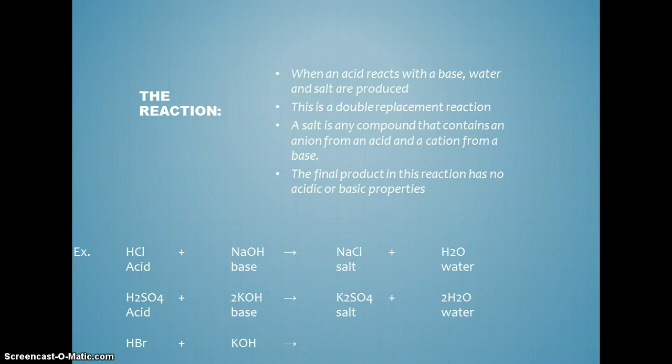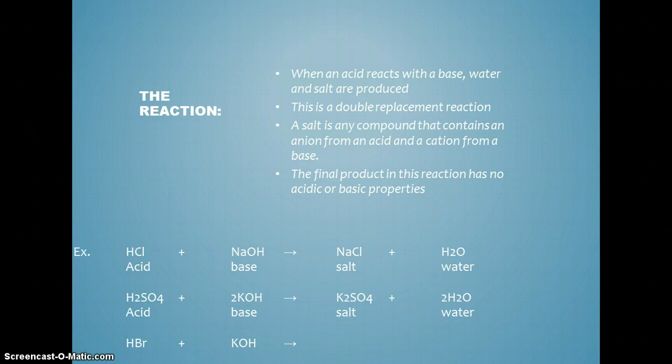Okay, this is going to be a double replacement reaction like any other that you've seen. We're just not making a precipitate, we're making water. Now when we use the term salt, we mean any compound that contains an anion from an acid and a cation from a base. And when we get our final product, because it's water and salt, there are no acidic or basic properties, so we have neutralized the acid and the base.